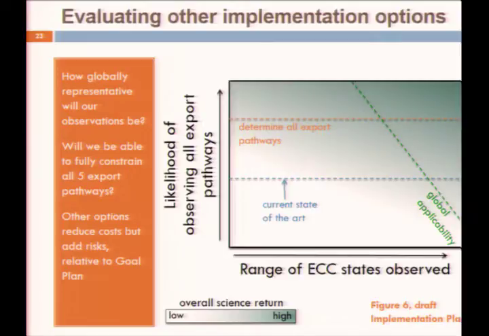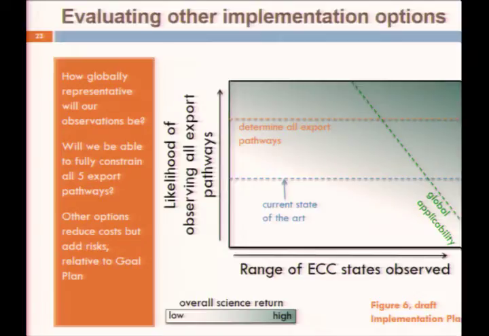On the x-axis, on the horizontal axis here, we're looking at the range of ecosystem and carbon cycling states that are observed. So are we going to be able to fully get a large dynamic range in the way that the biological pump is operating among our different observations? There's some reference lines on this trade space as well. Current state of the art, the blue line here, determine all export pathways, orange line here, and global applicability here.